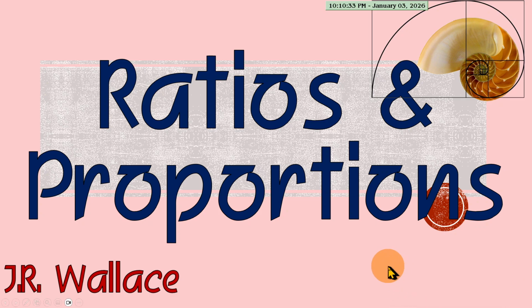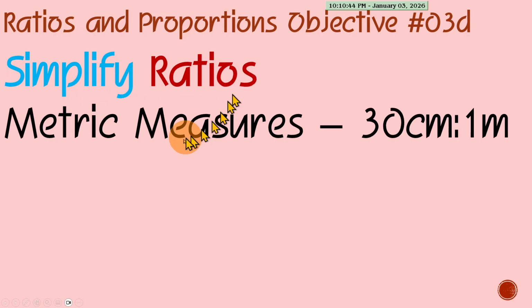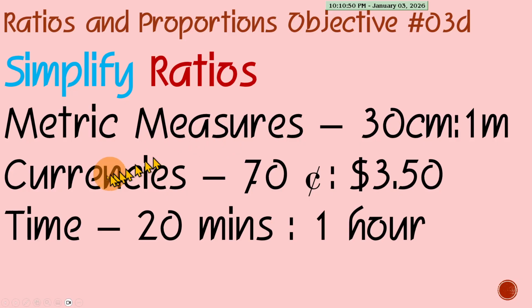So as we continue on the topic ratios and proportion, we move on. We're still in objective 3. I will label this as D. We're still simplifying ratios, but this time we're looking at what happens when you have different units of measure. So we have the metric measures, currency, and we have time. These are the 3 things we want to examine. So we need to simplify 30 centimeters to 1 meter, 70 cents to $3.50, and 20 minutes to 1 hour.